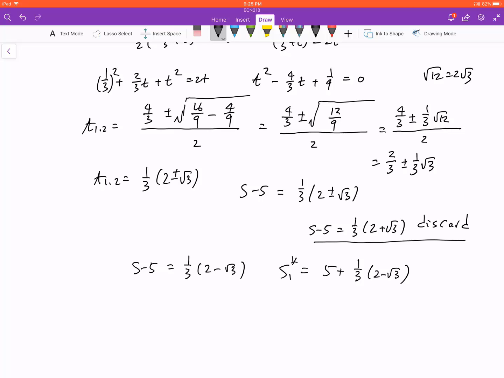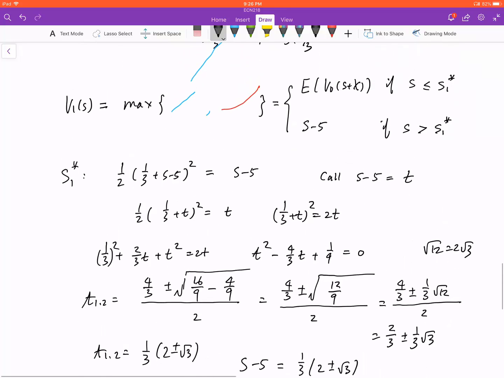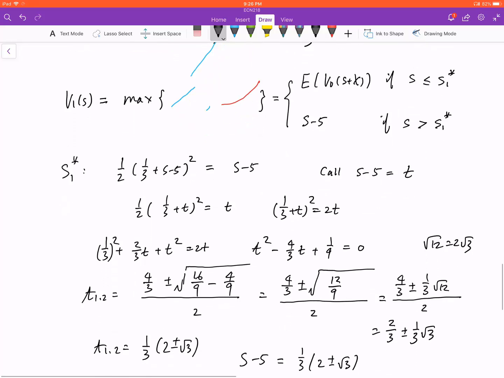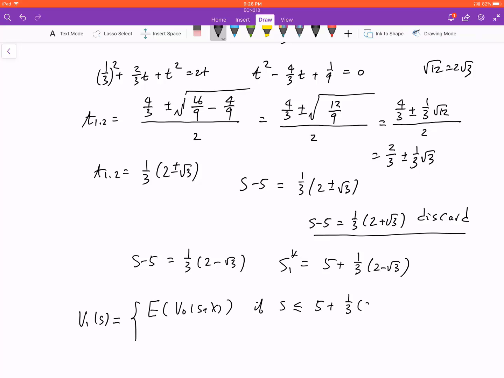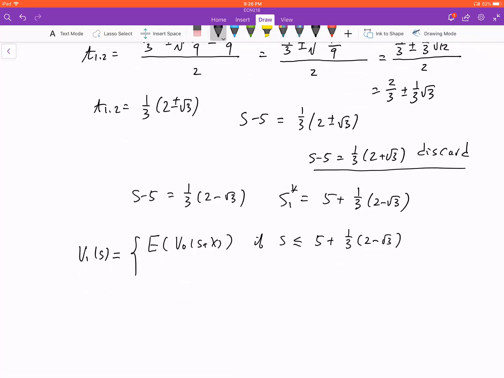It's a pretty long process, but on the other hand, we are pretty clear about how to find S1. And then after we put this one inside, we have the value of V1 of S. It's pretty long to write down the entire expression, so we can just use the expected value. V1 of S is equal to the expected value of V naught S plus X, if S is less than or equal to 5 plus 1/3 of 2 minus root 3. And that's going to be equal to S minus 5 if S is bigger than 5 plus 1/3 of 2 minus root 3. And that finishes our computation of V1.